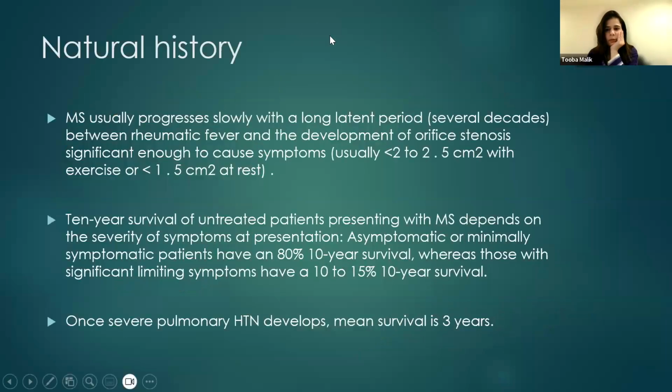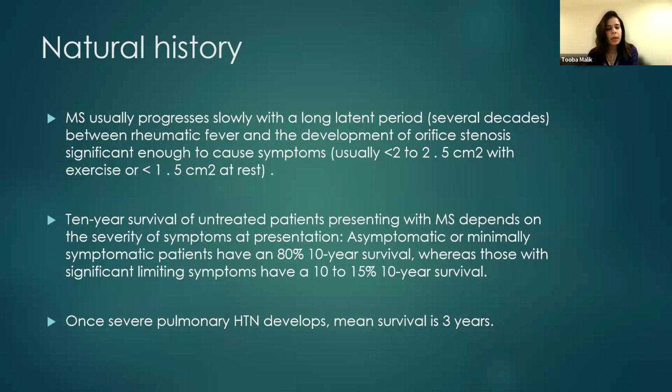So the natural history is quite important here, as you can see. Mitral stenosis usually progresses quite slowly, as I discussed earlier. It has a very long latent period where it can go undiagnosed for ages, basically, even for several decades, between having rheumatic fever and then actually developing stenosis of the mitral orifice significant enough to cause symptoms. And symptoms usually start appearing if you do an echocardiogram and you measure the mitral valve aperture and it's less than 2 to 2.5 centimeters squared.